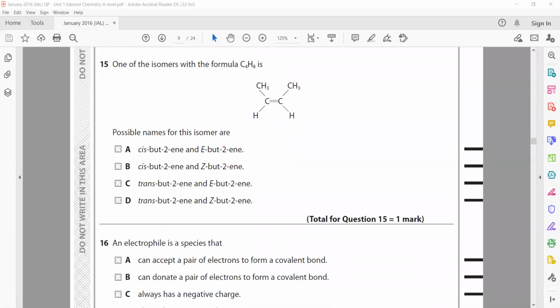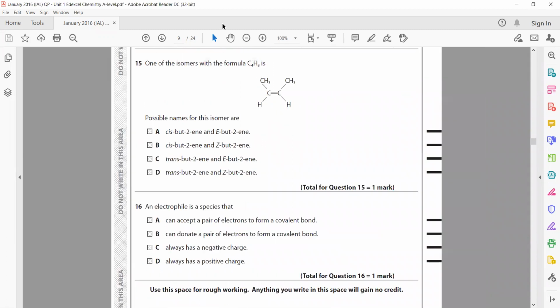For question 15, one of the isomers with formula C4H8, what is the possible name of this isomer? So the heavy groups are on the same side. If heavy groups are on the same side, this will be cis or Z. And then what is the name of this compound? If we count the number of carbons, 1, 2, 3, 4. At the second position, we have a double bond. And with 4 carbons, it is butene. So it is either cis-butene or Z-butene.